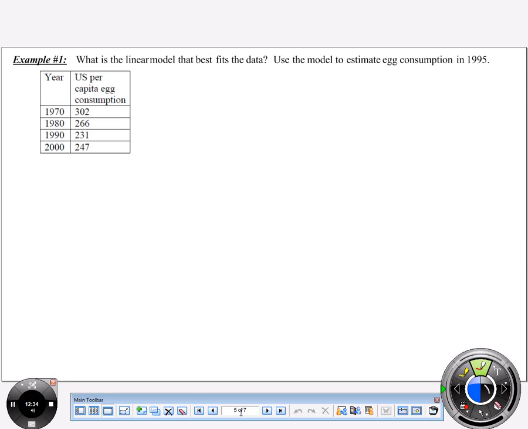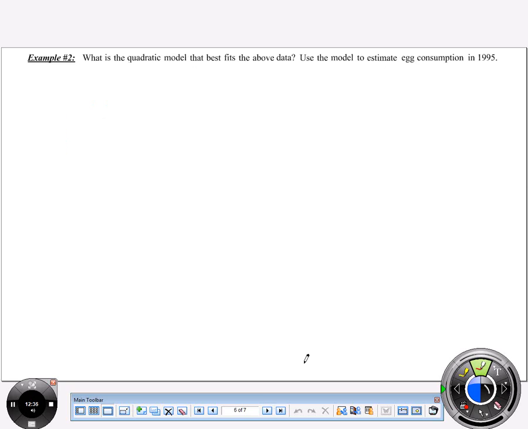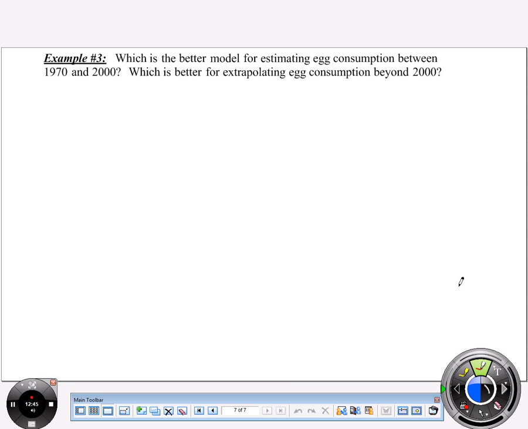Okay? All right, the next question is going to ask you to run a quadratic model and to estimate egg consumption in 1995 using that model. And then the third question is going to say, which one do you think is better to model between 1970 and 2000? What are we looking at when we're looking at between 1970 and 2000?